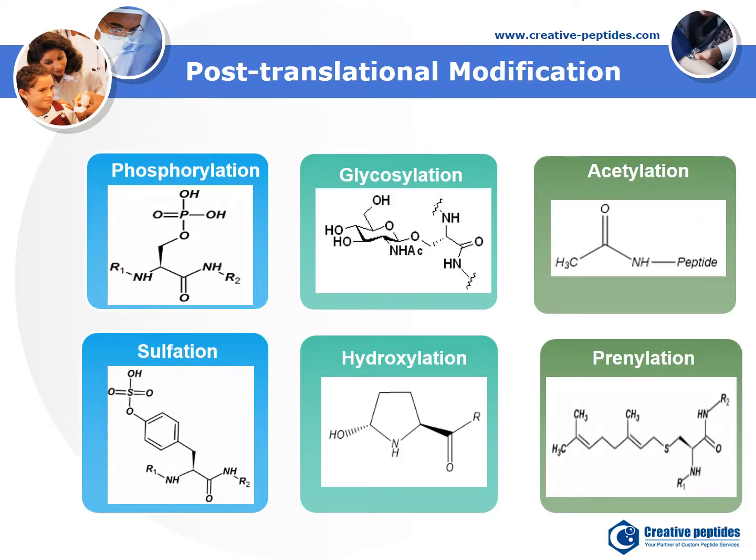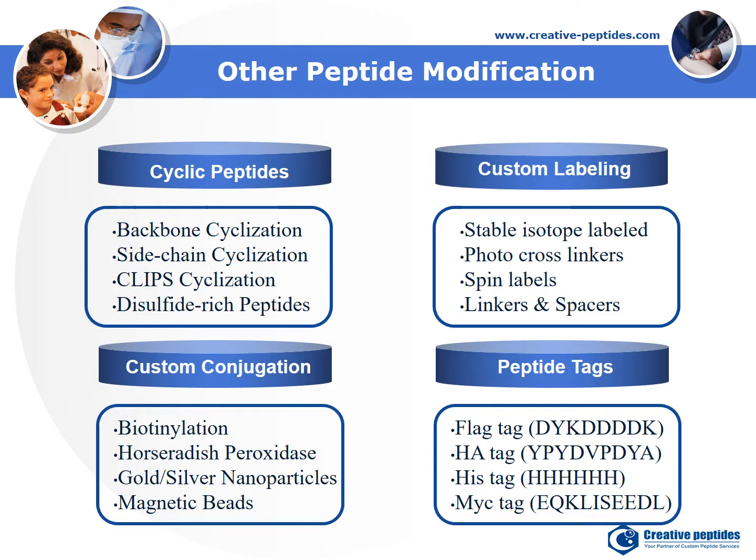Post-translational modifications, PTMs, such as protein phosphorylation, protein methylation or protein acetylation play an important role in virtually all biological processes. Therefore, the synthesis of post-translationally modified peptides, for example phosphopeptides, sulfated peptides, acetylated peptides, methylated peptides, peptides with citrulline, or peptide glycosylation, is crucial for many projects. There are also other peptide modifications, such as cyclic peptides, custom labeling, custom conjugation, peptide tags.